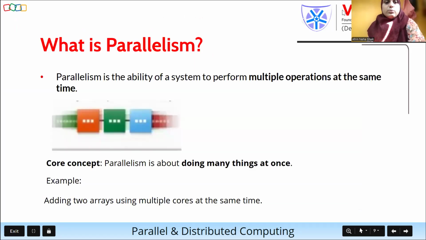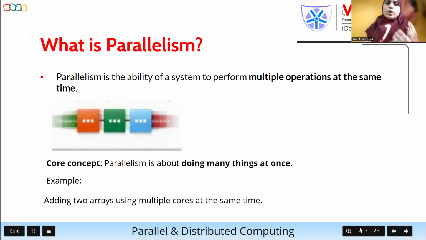Now, let us move to what is meant by parallelism. Parallelism refers to the ability of a system to perform multiple operations at the same time. Instead of executing tasks sequentially, one after another, tasks are executed simultaneously.